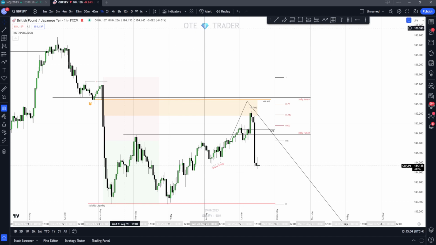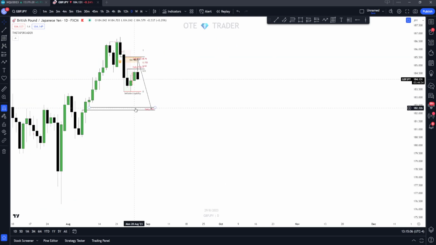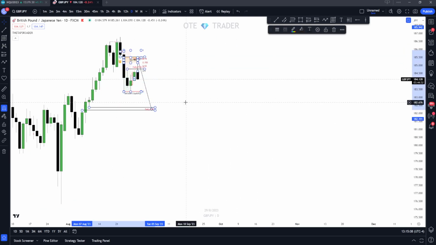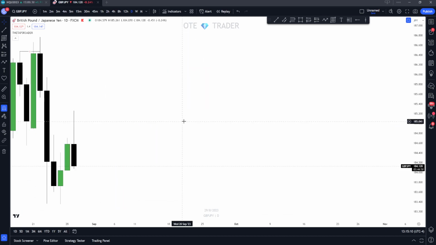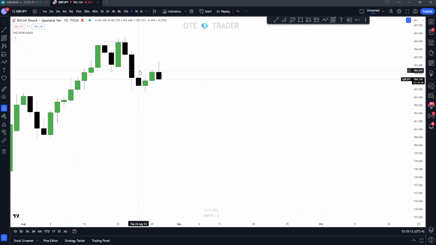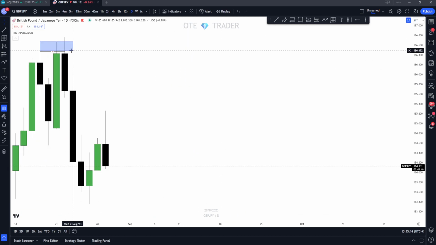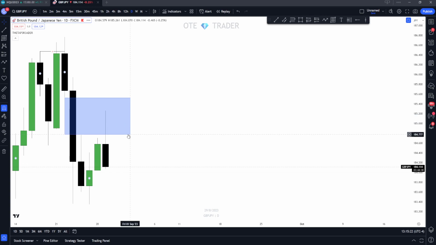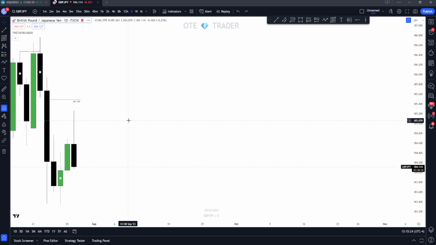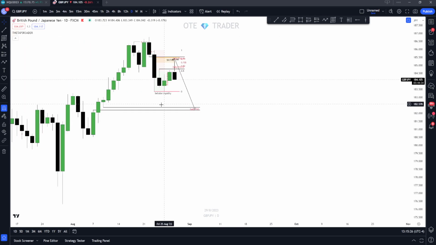So, if we go to the daily time frame over here, let me remove most of this so we can see more clearly. Right over here, we had this buy side liquidity raid on the daily time frame. We started to break lower, break of structure down here, and then we have this fair value gap, right? Daily fair value gap.